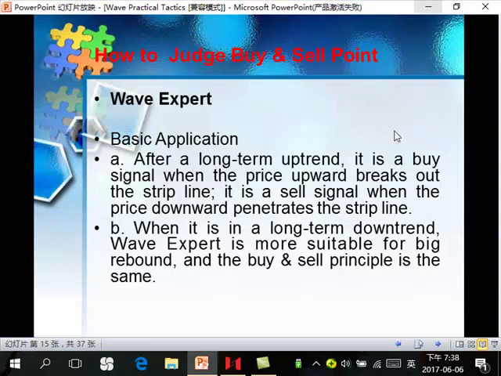Then we can see this one. With Expert, the basic application: after a long-term uptrend, it is a buy signal when the price breaks upward through the strip line. It is a sell signal when it breaks downward.